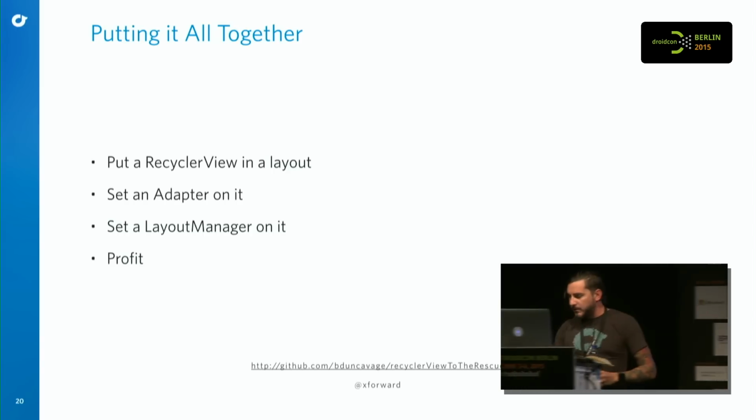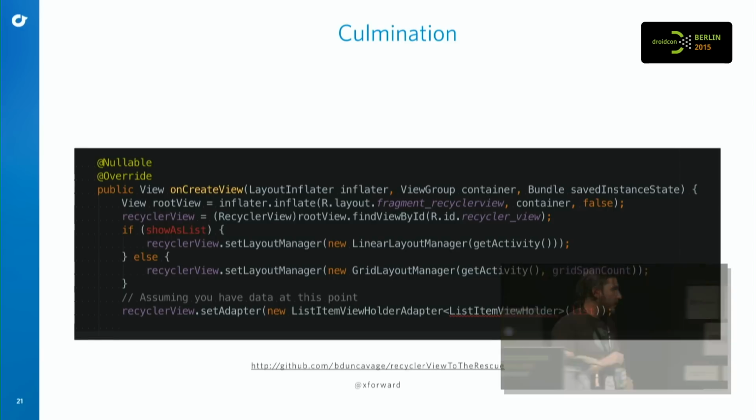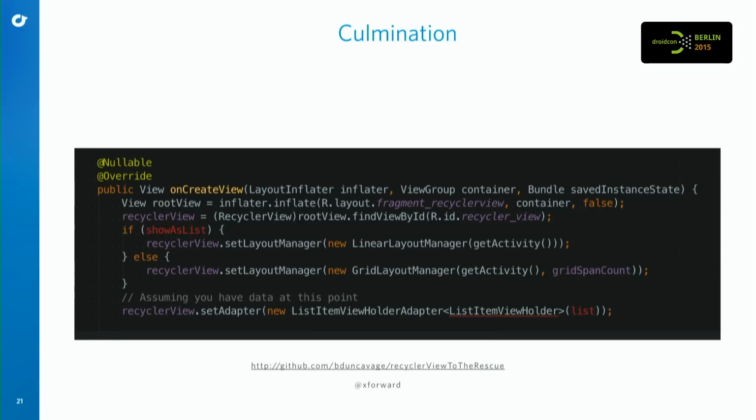So I have a code snippet here. It's kind of hard to read, I bet, for people in the back. But basically, this is an onCreateView of a fragment. Just inflate your view, find the RecyclerView. Say you have a member variable that says we're showing it as a list right now. So here's the magic: just set the layout manager, new LinearLayoutManager, you're done. Or GridLayoutManager, and then you tell it how many columns you want.